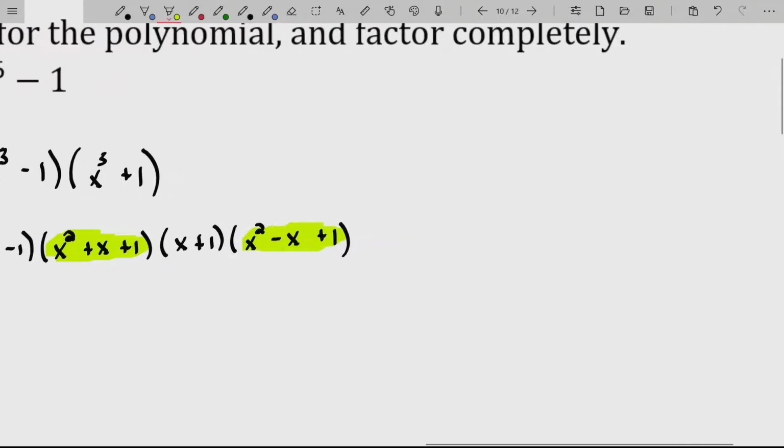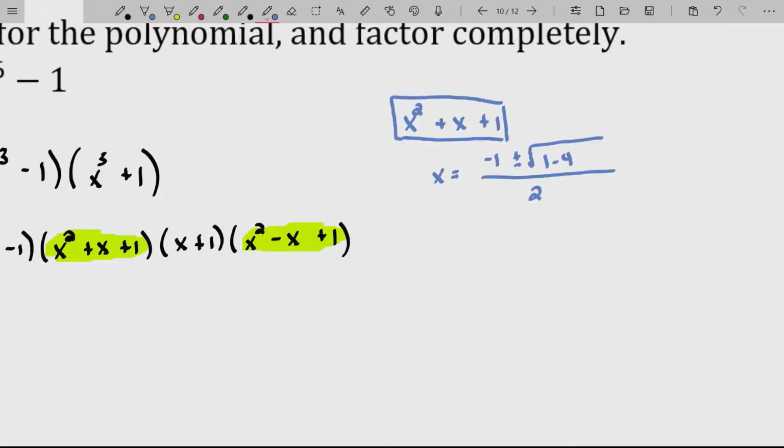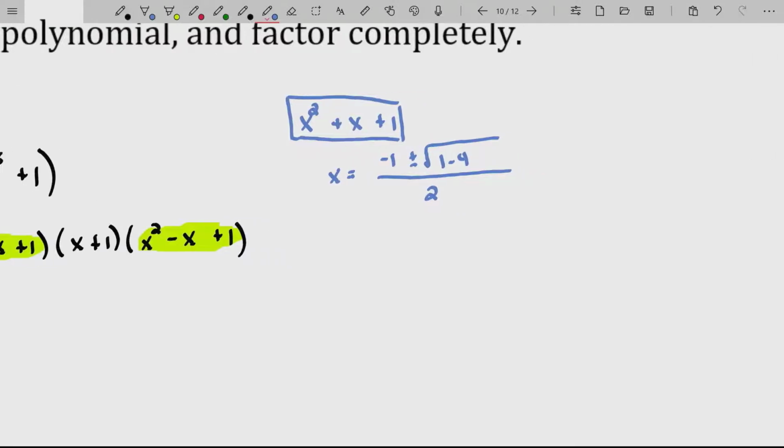So I'm going to go ahead and, off to the side here, use the quadratic formula. For the trinomial x squared plus x plus 1, using the quadratic formula, we get that x is equal to -1 plus or minus the square root of 1 minus 4, all over 2. That reduces significantly to -1 plus or minus, well, I'll just say i times the square root of 3, all over 2.